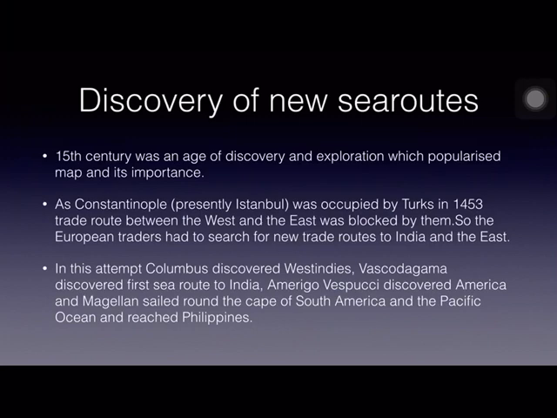So the European traders wanted to continue their trade with the Eastern countries, because they used to get many spices and all those things from the Eastern countries. So they were very fond of those goods. So they wanted to continue their trade. That is why European traders had to search for new trade routes to India and the East, because Constantinople was blocked by the Turks when they occupied it in 1453. The trade route between the West and the East was completely blocked, and they did not allow trade to be continued. So the European traders had to search for new trade routes to India and the East.